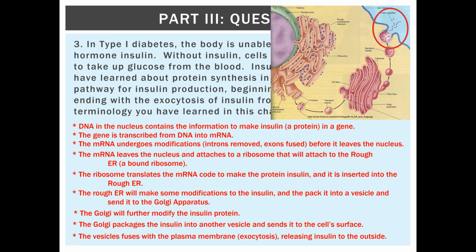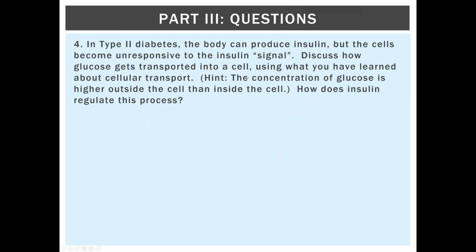So in type 1 diabetes, the insulin cannot be made by the body because the cells that normally do this process, the beta cells of the pancreas, have been killed usually by an autoimmune disorder. So the body has attacked its own beta cells, and so you no longer have the cells that make insulin. Now in type 2 diabetes, the body can make insulin, but the cells become unresponsive to the insulin signal.